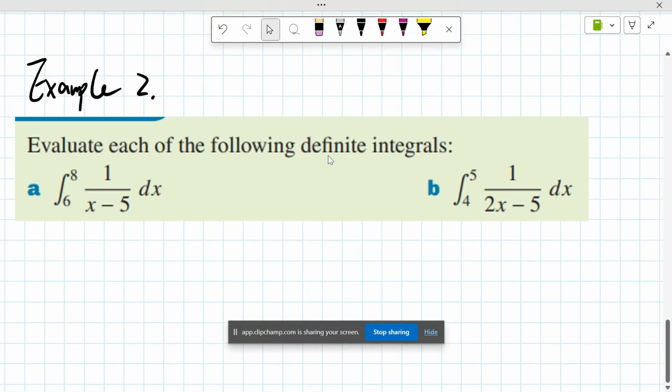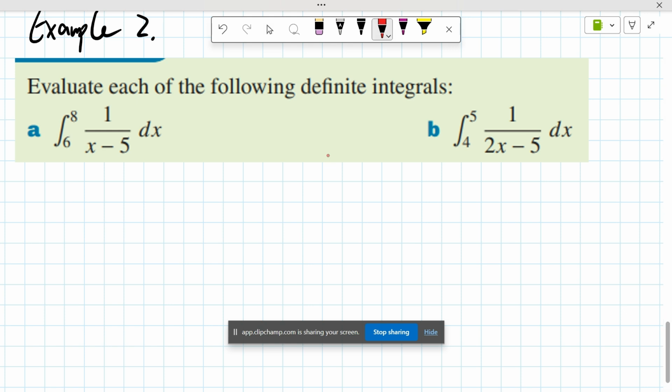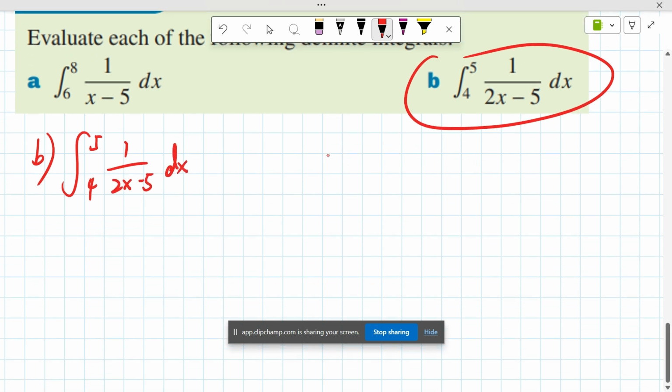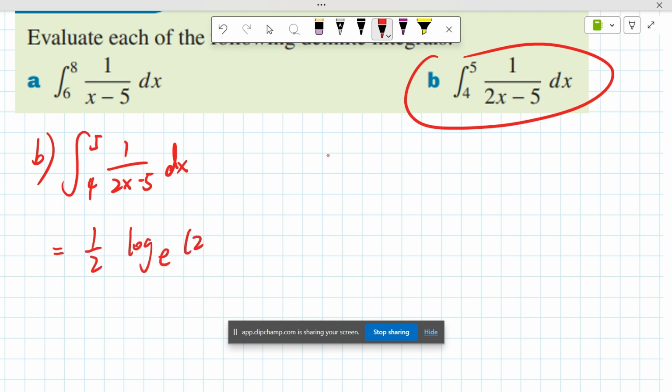Example 2. I'm going to do question B, and we leave question A for us to think about. Now we're going to do a quick logarithm: the integral from 4 to 5 of 1 over 2x minus 5 dx. So we start with half outside, log of 2x minus 5. And remember it's 4 to 5.